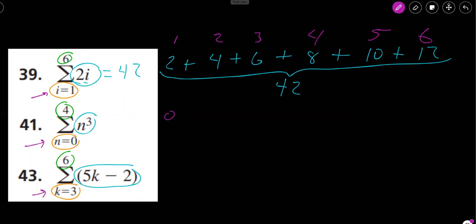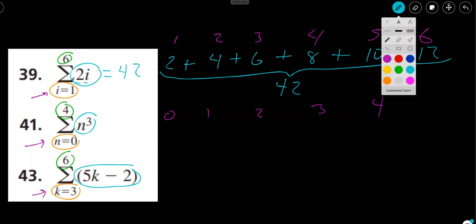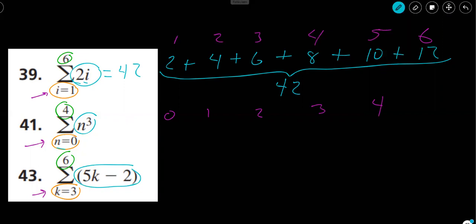Starting with position 0 and going all the way through position 4. And my rule this time is I'm taking the value of the position and I'm taking it to the third power. 0 to the third power is 0. 1 to the third power, 1. 2 to the third power, 8. 3 to the third power, 27. And 4 to the third power is 64. And since it's a summation, I'm adding them all together. This one I don't know if I can do in my head. Let's see here. 1 plus 8 is 9. 9 plus 27 is 36. And 36 plus 64, that's going to equal 100.